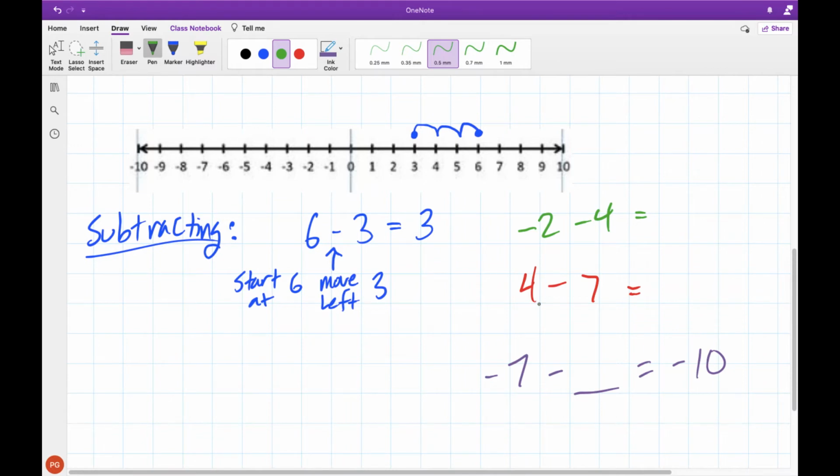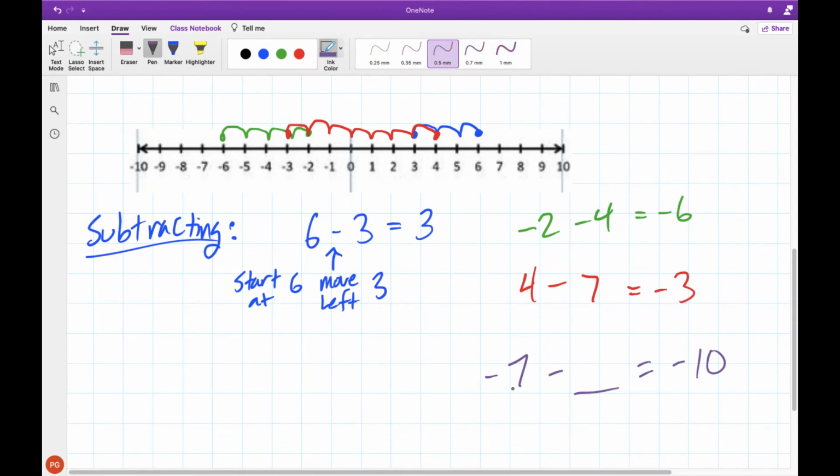Similarly for our other examples, we start at negative 2, and we go left by 4. So starting over here at negative 2, we go left by 4. 1, 2, 3, 4. And we can see that our answer is going to be negative 6. Same thing for our next example. We're starting at 4 here, and we're going left 7. 1, 2, 3, 4, 5, 6, 7. And you can see we end up at negative 3.